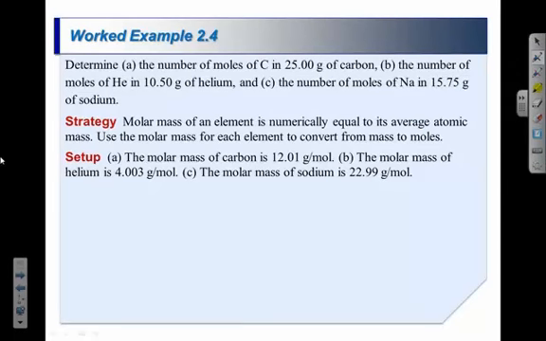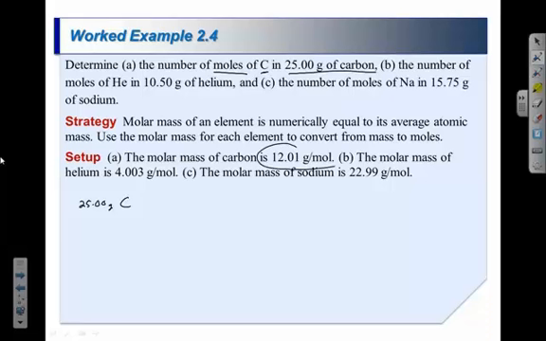Here's another example. Here we want to take advantage of the periodic table to give us some grams per mole relationship. If I want to know how many moles of carbon there are in 25 grams of carbon, this is a very practical type of question. If I measure out 25.00 grams of carbon, I want to know how many individual atoms of carbon I have, or a number that represents the quantity of individual atoms, that's a mole.